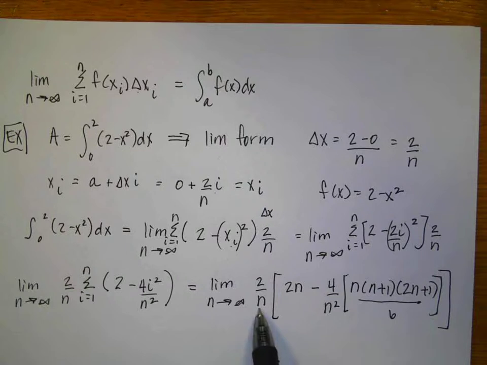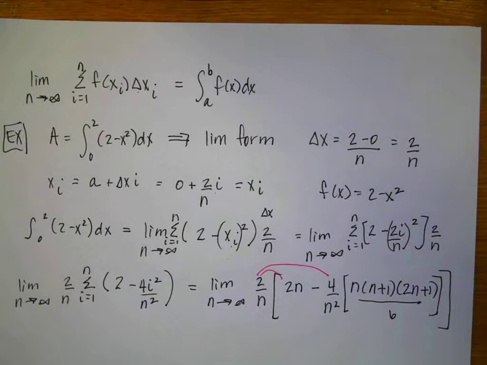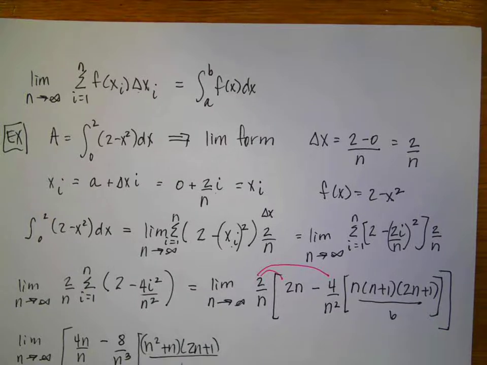Alrighty? If I simplify this a little bit, and what I mean by simplify, I think it would be prudent to distribute at this point. So this is going to become the limit as n approaches infinity of 4n over n, and then I'm going to have minus 8 over n cubed, and then I'm going to go ahead and distribute this n squared plus n, and then I have 2n plus 1 over 6.